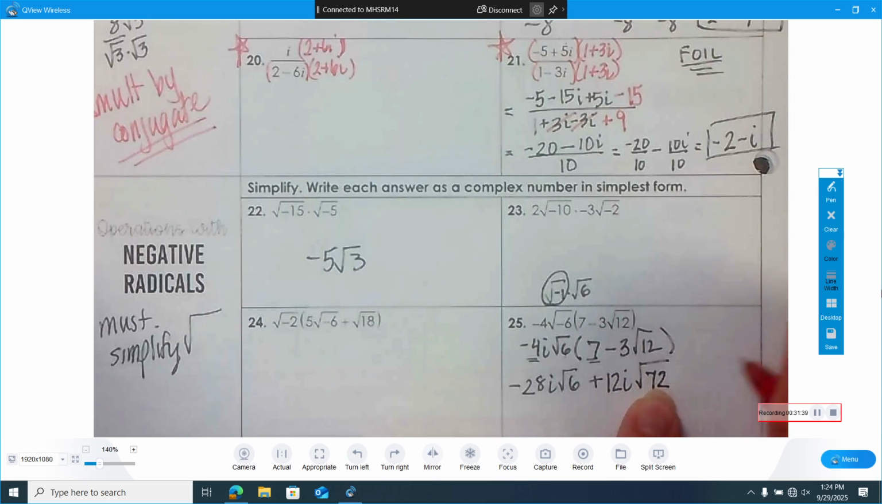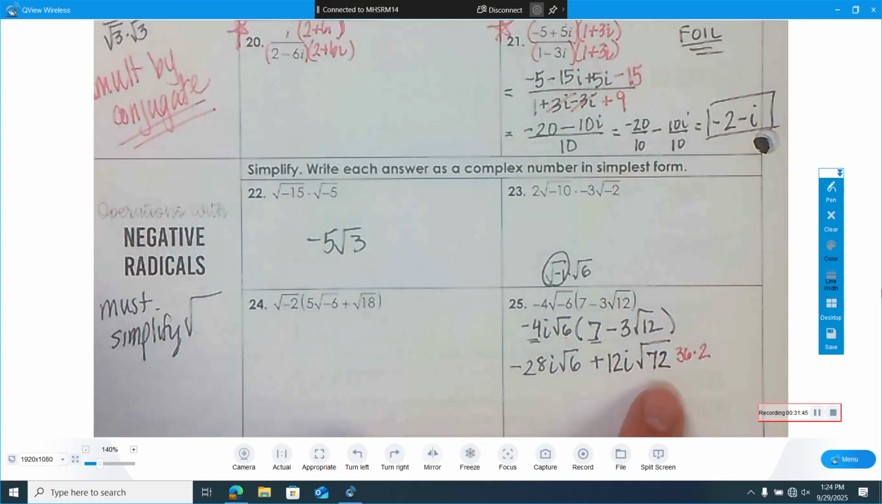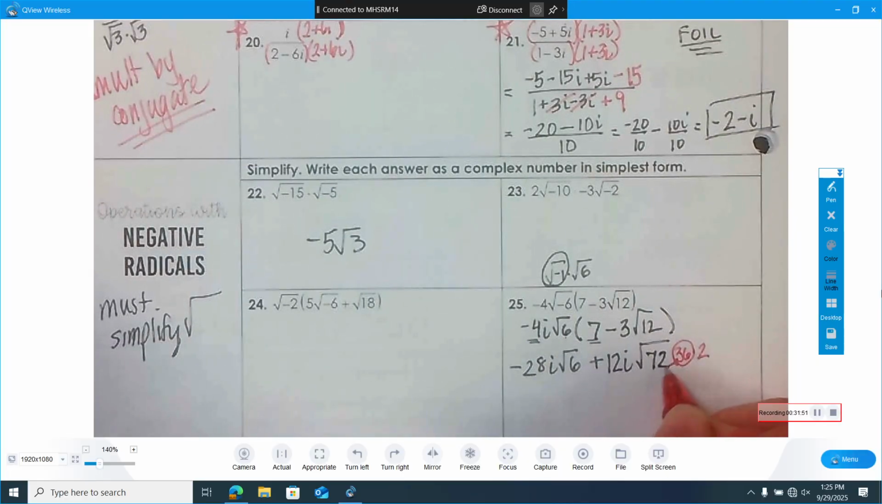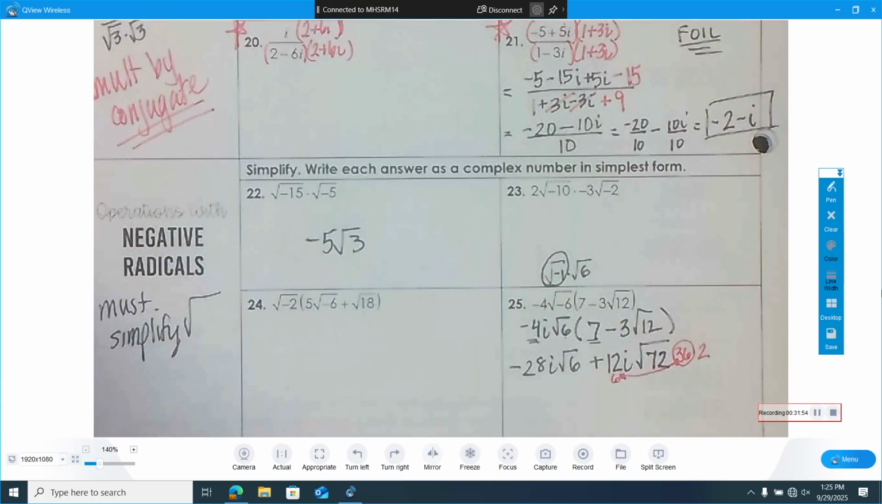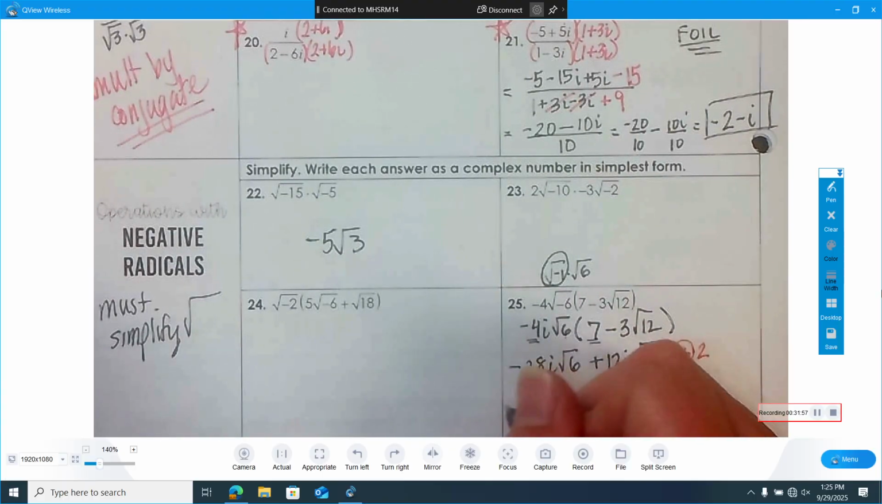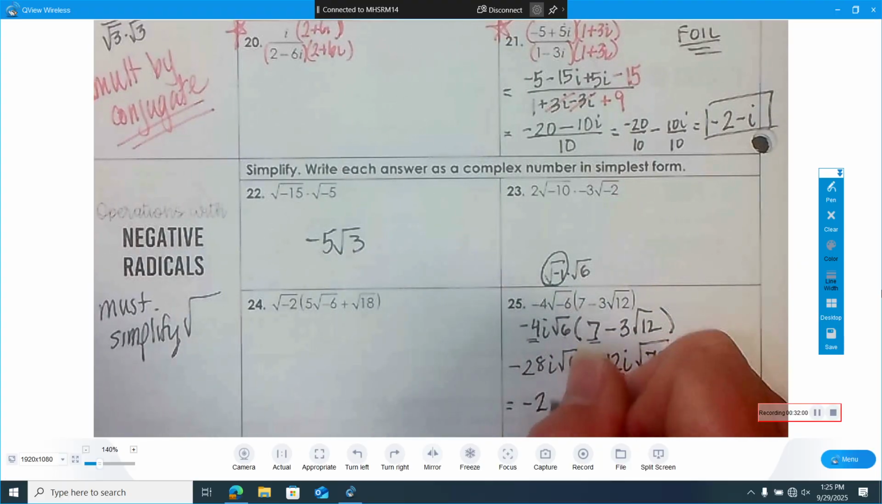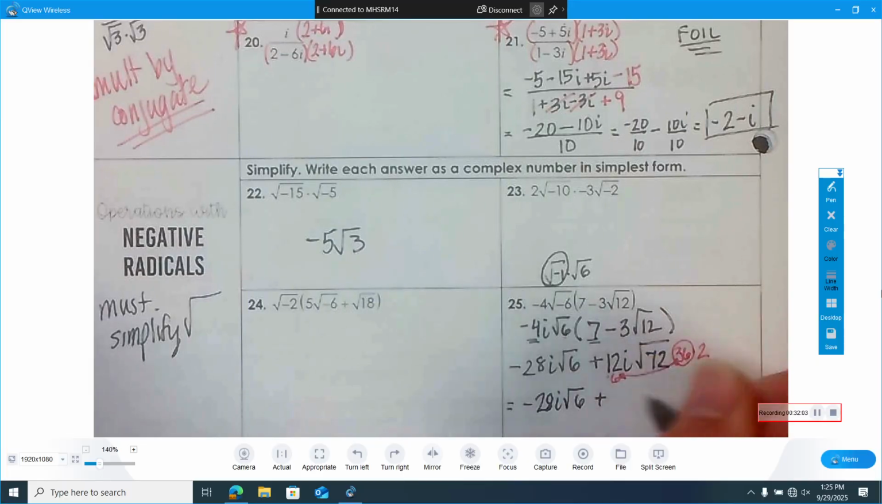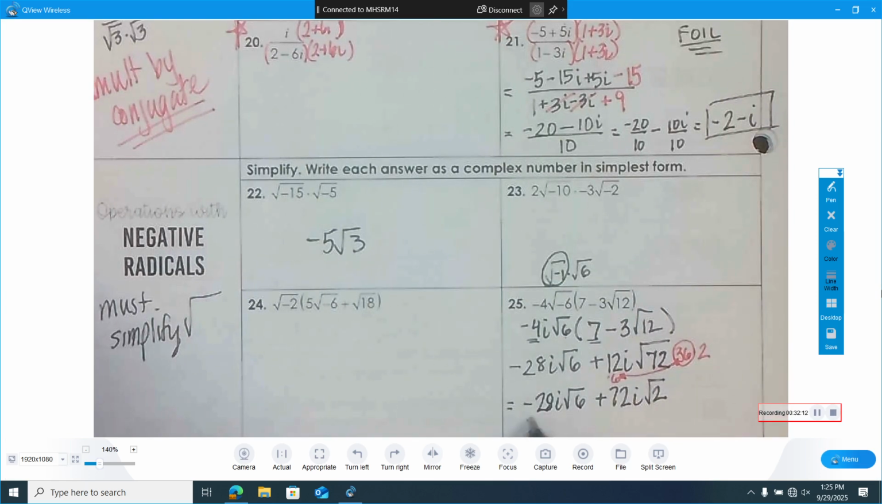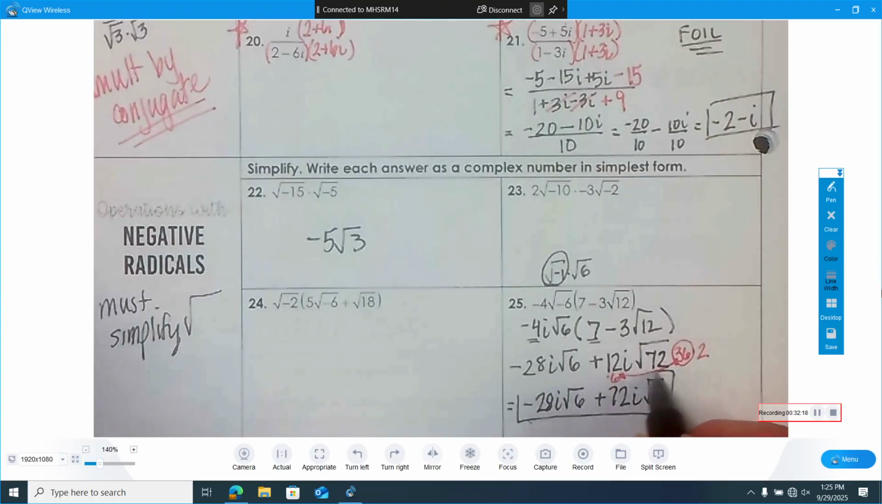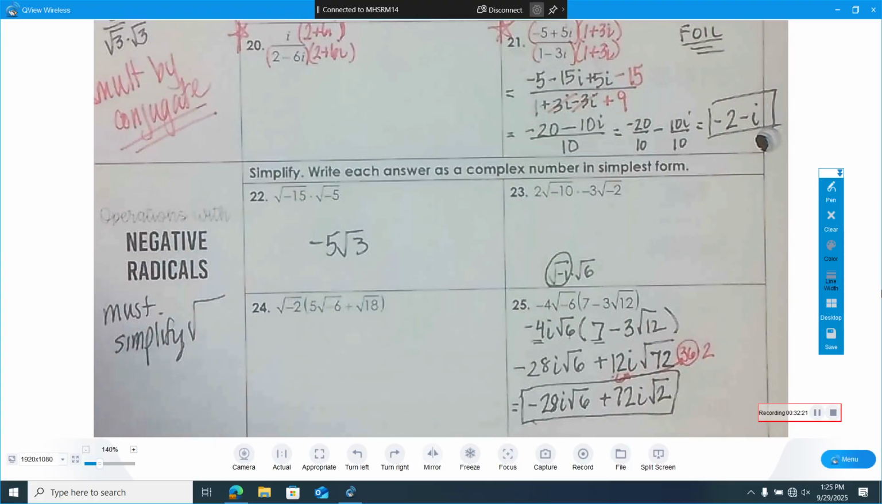Root 72 is 36 times 2. That is such a good one there. So we can take the square root of 36, what comes out? That 6 gets to come out and multiply with the 12 in the front of that. So we have negative 28i root 6 plus 12 times 6 becomes 72i root 2. And that is all we can do. I can't break down the 6 and clean that up. So this is the final answer here. It doesn't simplify any further.